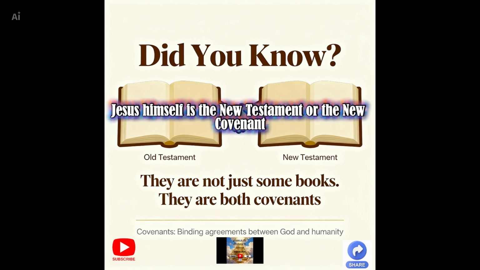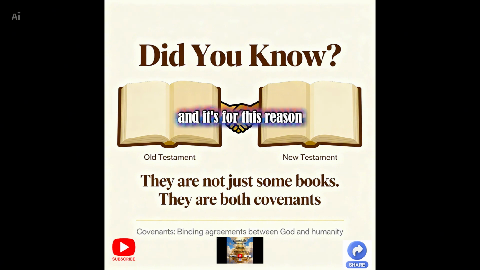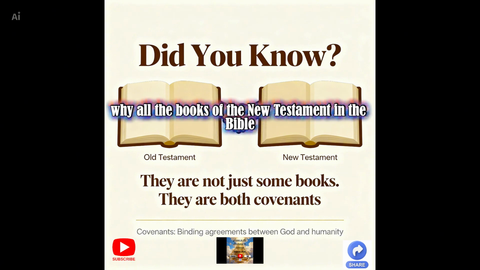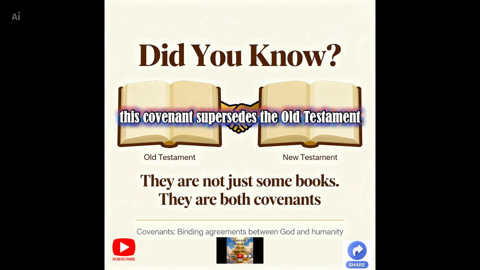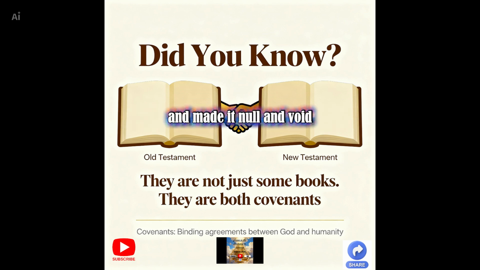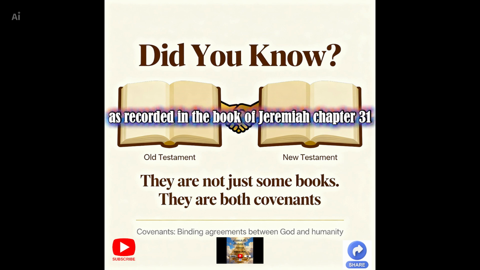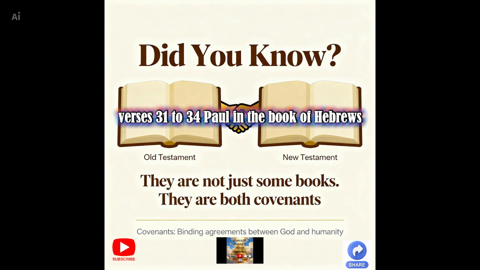Jesus himself is the New Testament, or the New Covenant, and it's for this reason why all the books of the New Testament in the Bible are about him and what he did, or what resulted after he fulfilled his mission on earth. This covenant supersedes the Old Testament and made it null and void as recorded in the book of Jeremiah, chapter 31, verses 31 to 34.